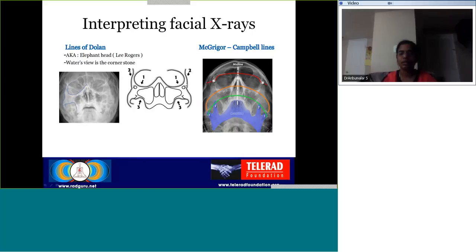One is the Dolan's line, the other one is the McGregor or the Campbell's line. It has 4 components. The first line is along the superior orbital margin, drawn on both sides. And the second is along the inferior orbital margin, including the zygomatic arch. The third line is along the alveolar margin, and the fourth is the mandibular line.